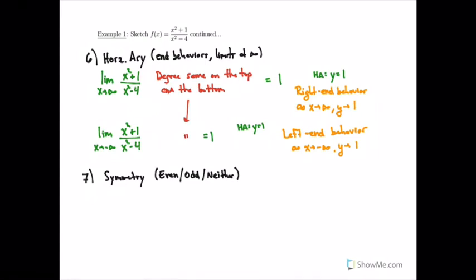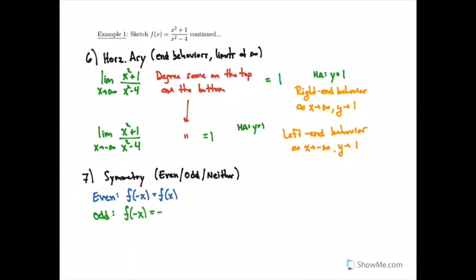If the answer is neither, this is not helpful at all, but if it's even or odd, we know that the right-hand side of the graph is going to be the same as the left-hand side or opposites of each other. To check for symmetry, let's just review a little bit. If a function is even, that means that f of negative x is equal to f of x. And if it is odd, this means that f of negative x is equal to negative f of x. This is an idea that you may want to review in pre-calculus.